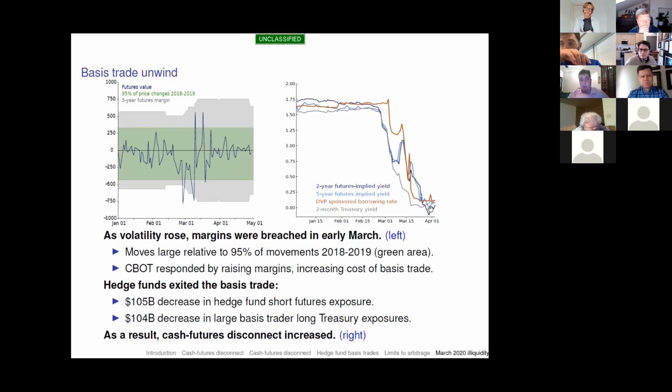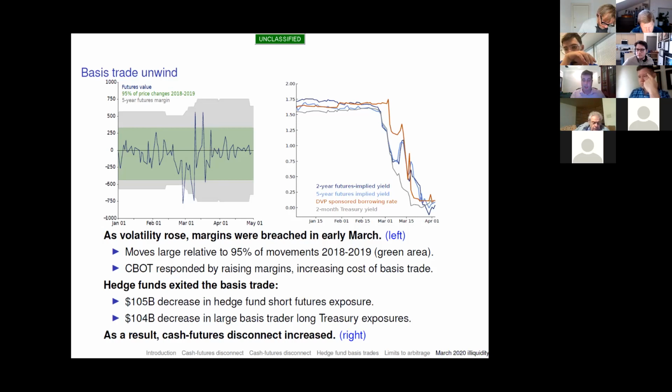During the same period, we saw hedge funds exiting the basis trade to the tune of about $100 billion. And we get that number consistently across different estimates of exactly how much selling they would have been doing. The consistent narrative that we are trying to tell is that their ability to enforce this arbitrage relationship broke down because of these two frictions materializing.